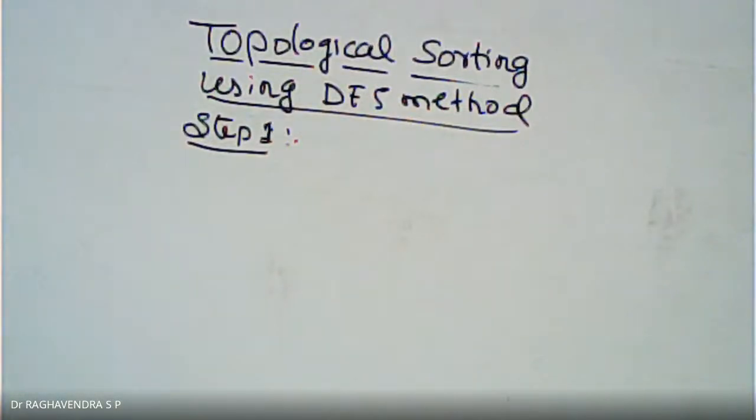What does arbitrary mean? Chronologically first. For example, if it is A, B, C, D, take A; if it is 1, 2, 3, 4, take 1. Arbitrary means random. Select any arbitrary vertex.